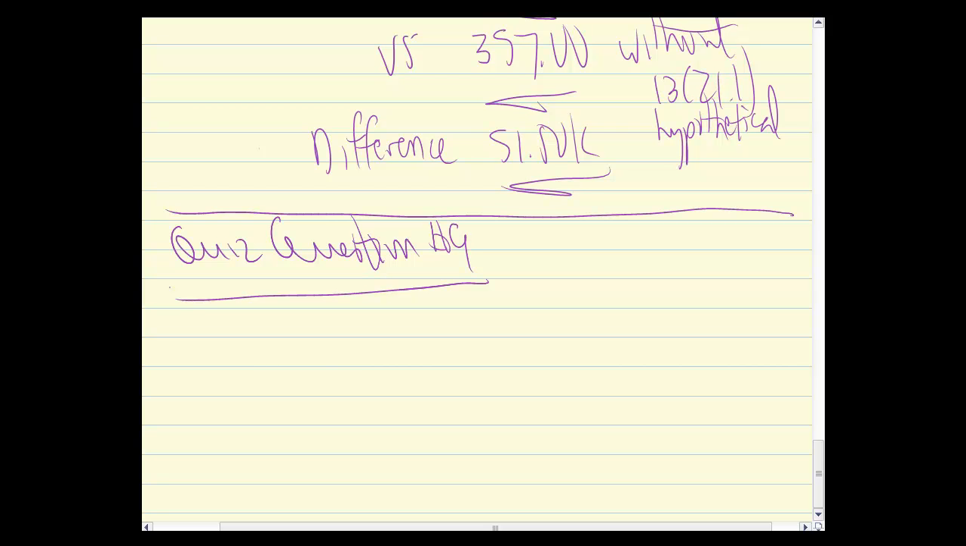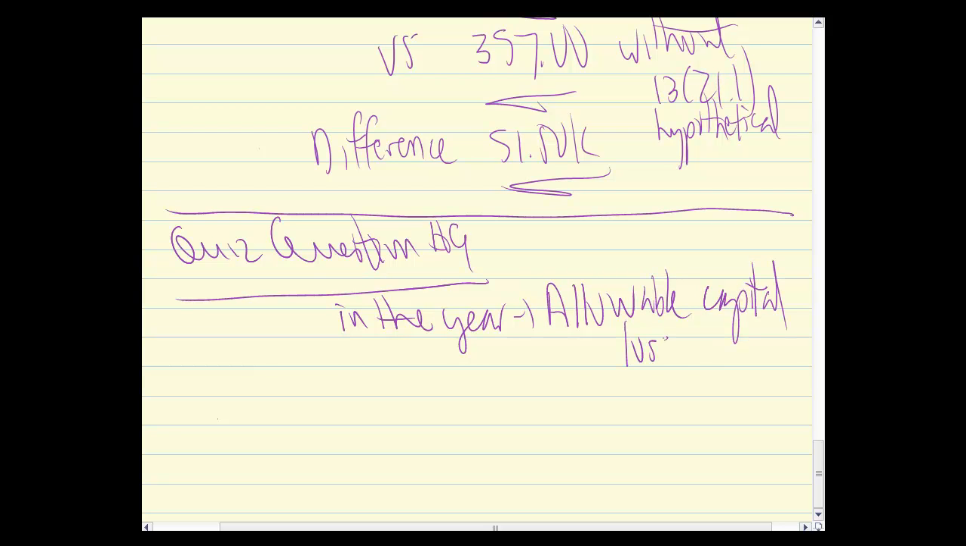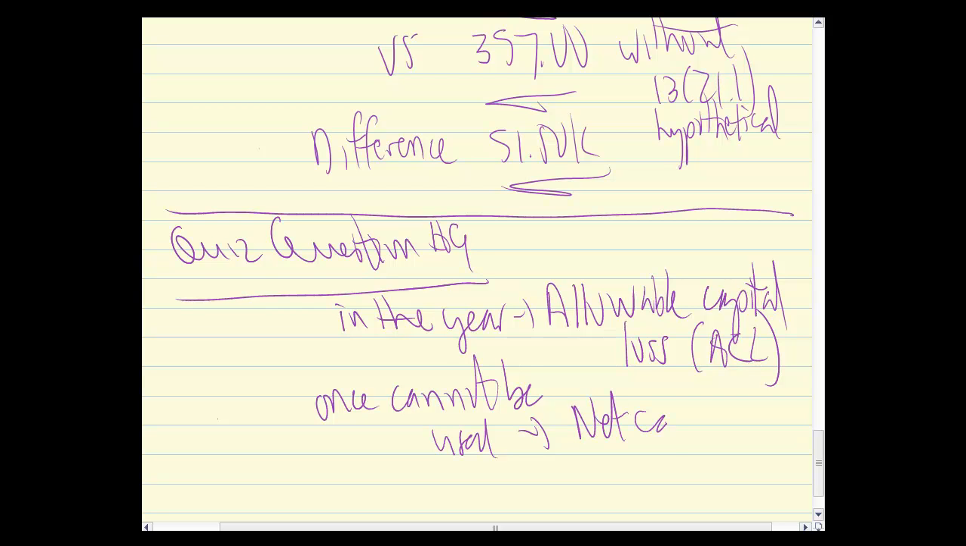Okay, remember, you have to remember. Sorry, an allowable capital loss in a year. If you don't use it that year, it becomes a net capital loss, right? Everybody remember that? So you have in the year an allowable capital loss. If you can't use it that year, that is you don't have enough capital gains to offset it, what does that number become? Anybody know? What do you call that? A net capital loss.